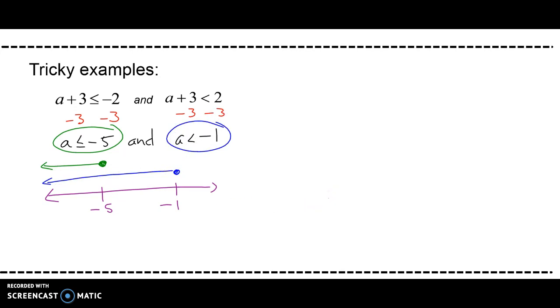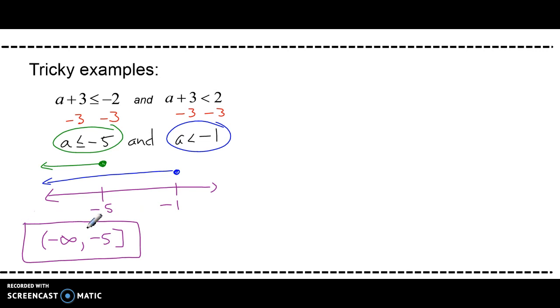And when you use the word and here, remember, and means overlap. And if you look at these two graphs, they overlap only over here below negative 5. Here in the middle, you don't have overlap. You only have one inequality working and not the other. And over here on the right, you have none of them working. So the solution set for this pair of inequalities would be just this.